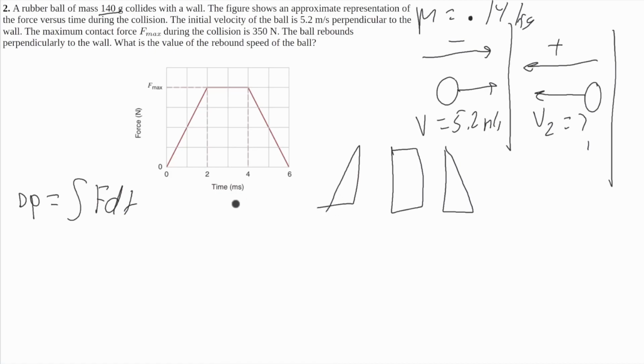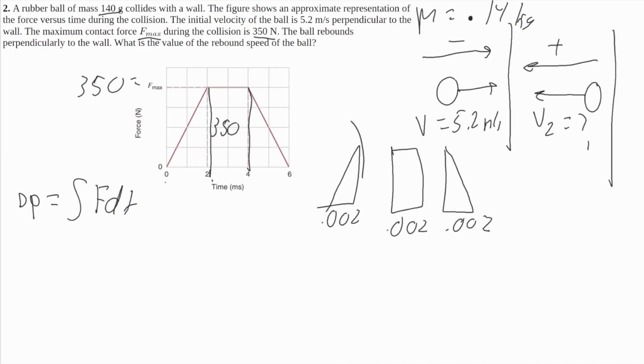Now the base of these are in milliseconds, so it'll be 0 to 2 milliseconds, which is 0.002 seconds. And all of these have the exact same base. It also tells us that the maximum force, F max, is 350 newtons. That's this up here. And what this is saying is that this line up here is at 350. So this line here will be the max height from all of these. So the height of all of these is 350.